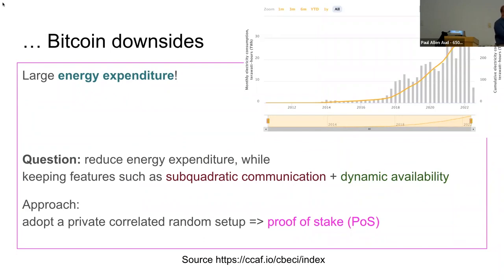So let's say we want to focus on these features of subquadratic communication and dynamic availability. What else does it make sense to give up? What we can give up is the fact that the Bitcoin protocol has a public setup. So let's instead adopt a private correlated random setup. Now, in protocol design, a setup is the information that the designers assume the servers running the protocol have at their disposal in a guaranteed way. The Bitcoin blockchain only needs a public random string. This is sometimes also called the setup of a string in the sky. There is a random string in the sky, everybody looks at it, and that's the only setup that is needed.